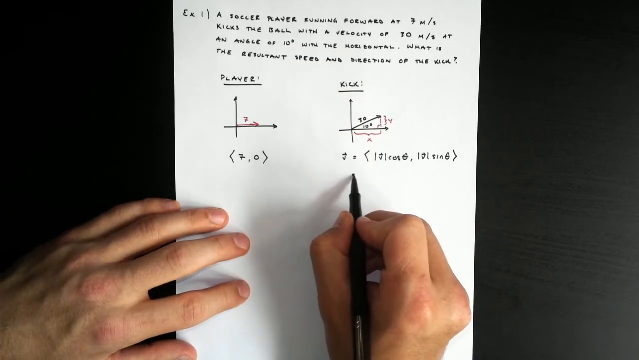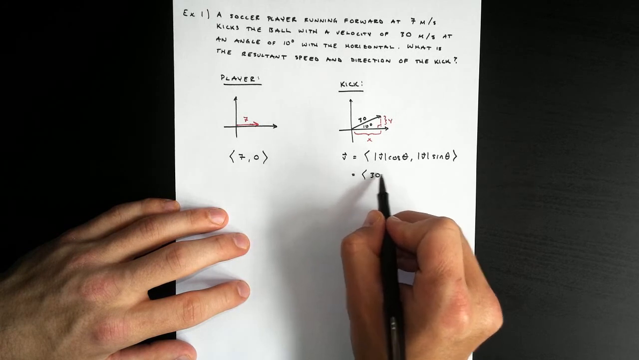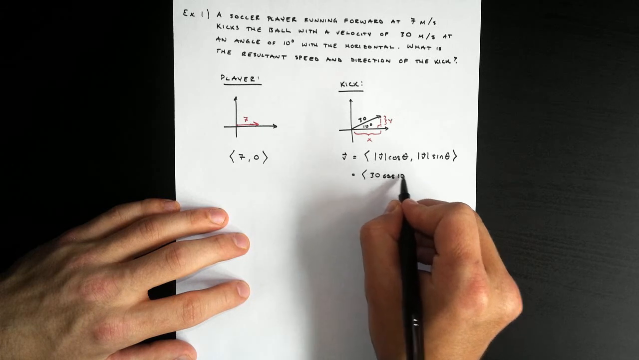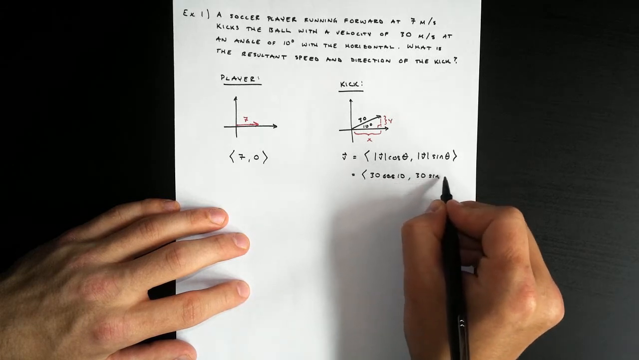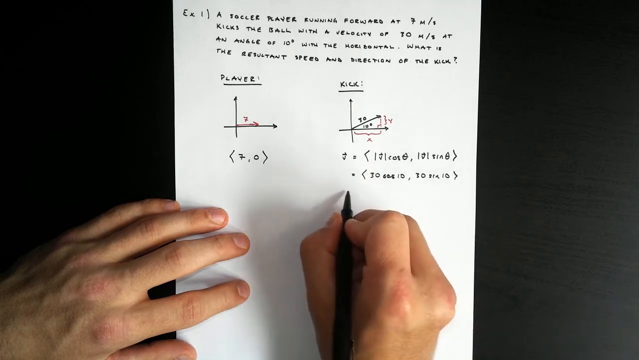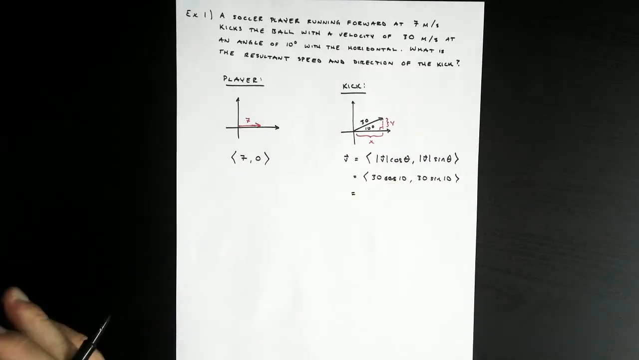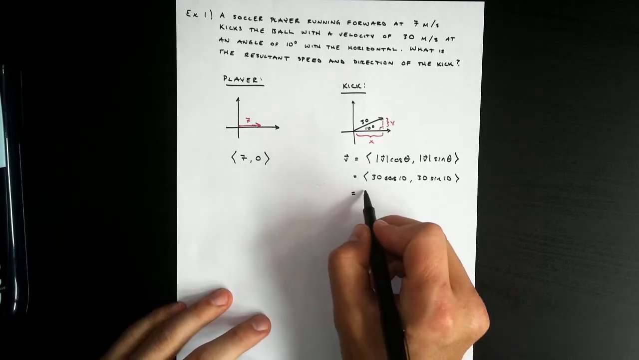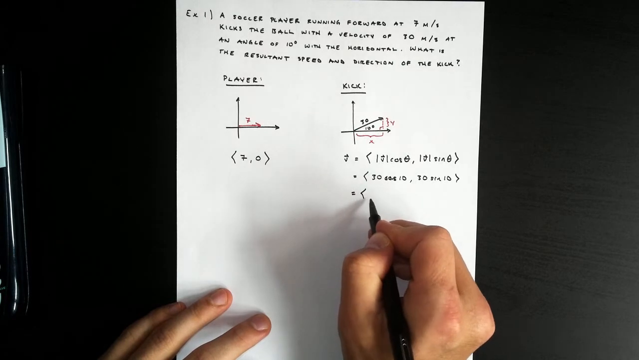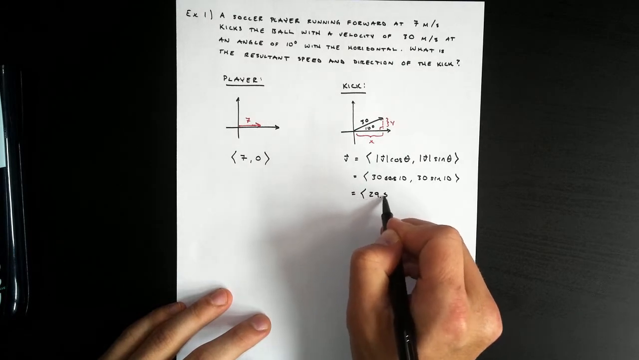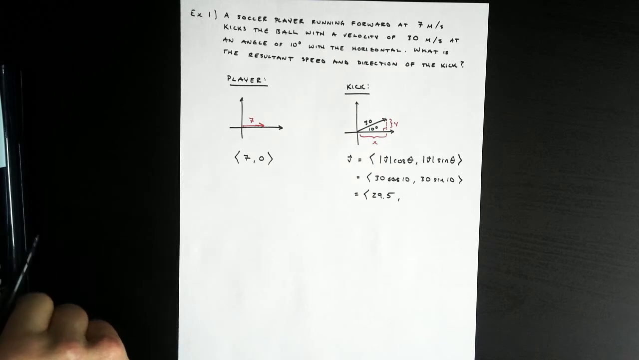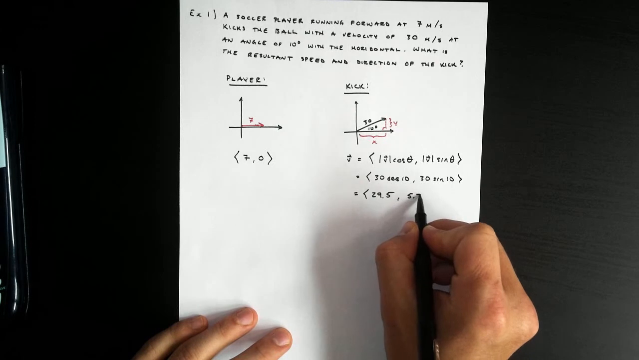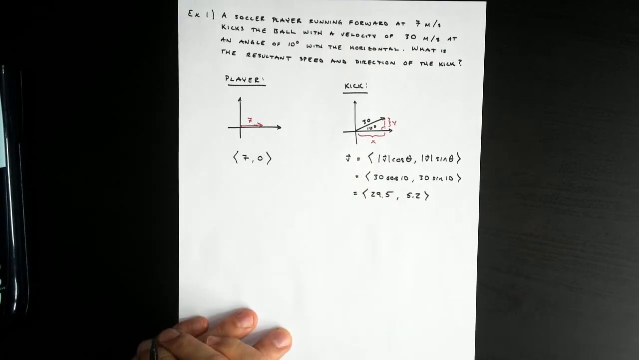So let's see what we end up with here. So we have 30 times the cosine of 10, and then 30 times the sine of 10. And I'm just going to get an approximate for each of these. So we have 29.5 in the x direction, and then 30 times the sine of 10, we end up with about 5.2 in the y direction.